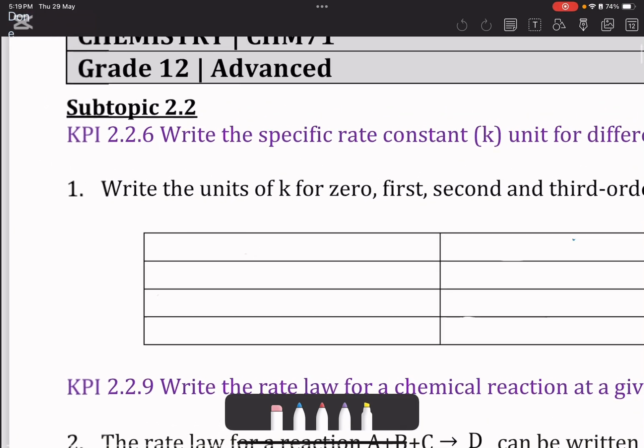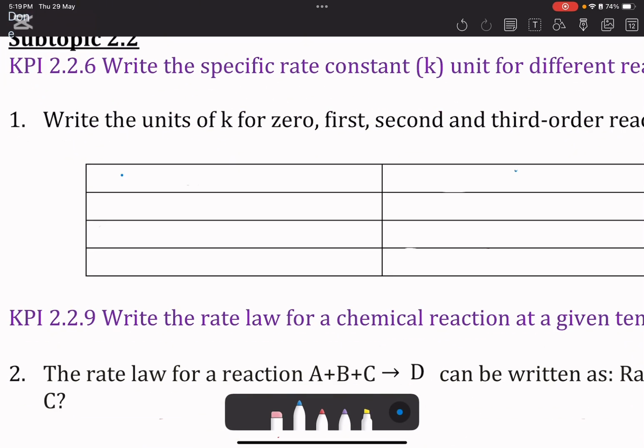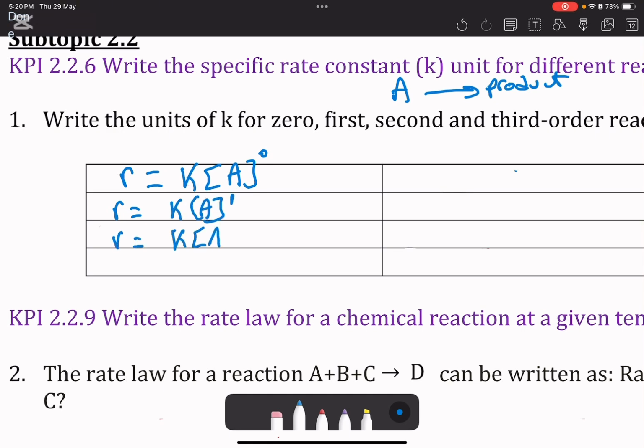So for the rate law, I'm going to write first the rate law of each order. If the reaction is a 0 order, the rate law would be the reactant A to the power of 0, saying that A will give a product, that's the reaction. If the reaction is of first order, the order of A is going to be 1. If the reaction is of second order, the order of A is going to be 2. And if the reaction is third order, A would be to the power of 3.